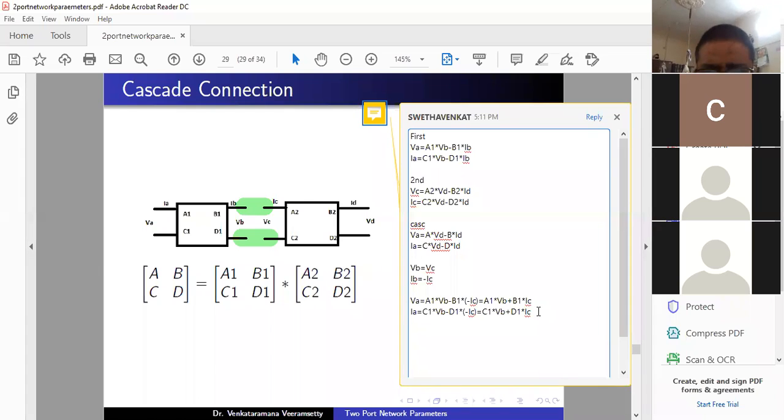Right. Now what we have to do is, see, and one more thing. Here VB equals VC, right? So in place of VB, we can replace with VC, as VB equals VC.